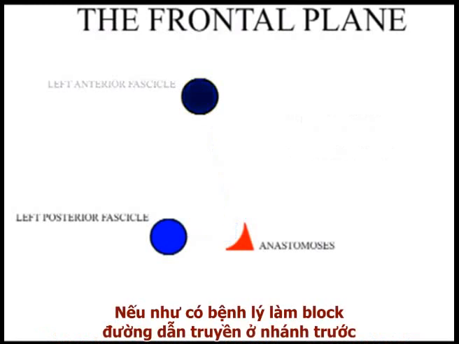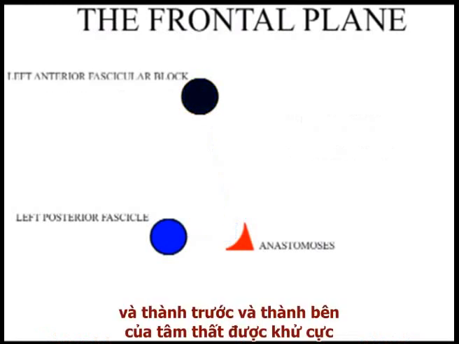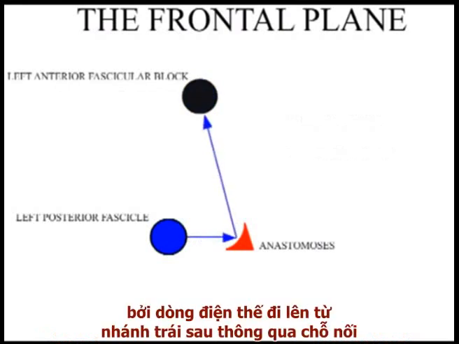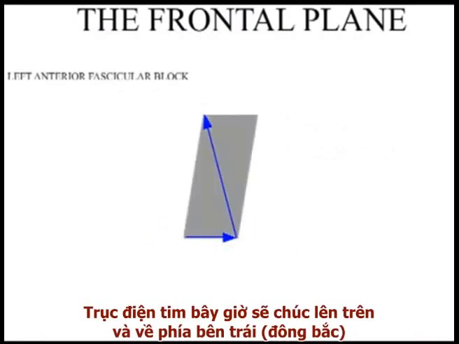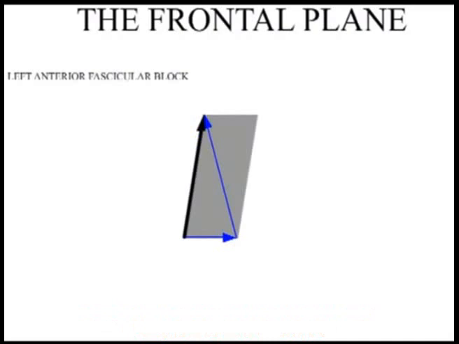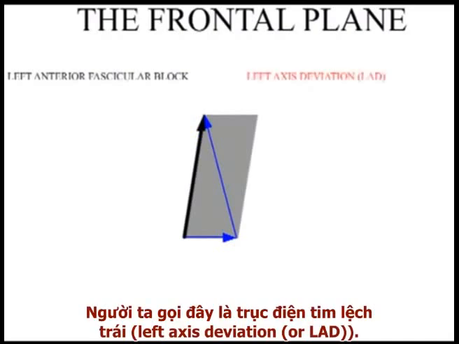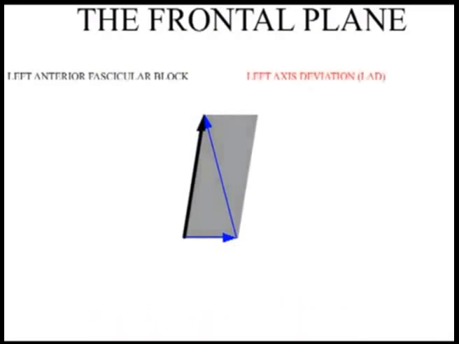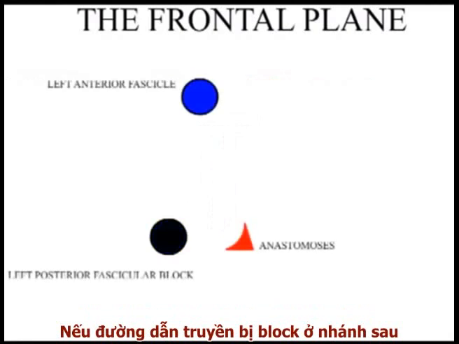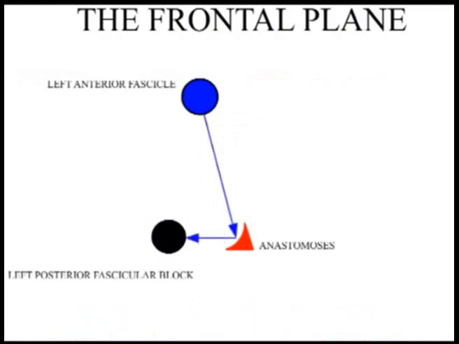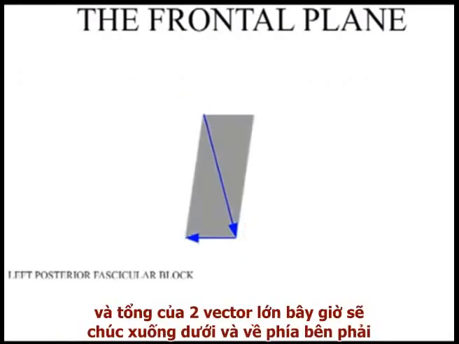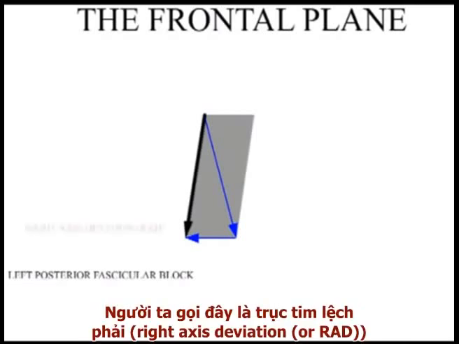If disease blocks conduction in the anterior fascicle and the lateral and anterior ventricular walls are depolarized by current flowing upwards from the anastomoses in the left ventricular wall, the cardiac axis is now traveling upwards and to the left. This is termed left axis deviation. While with blocked conduction in the posterior fascicle, the inferior surface is depolarized by current flowing from above, and the sum of these two major vectors is now moving downwards and towards the right. This is termed right axis deviation.